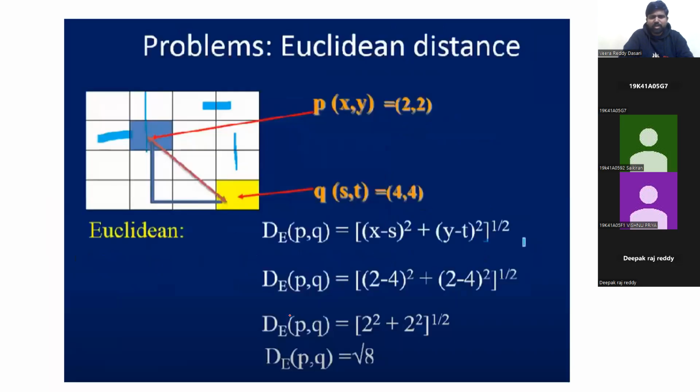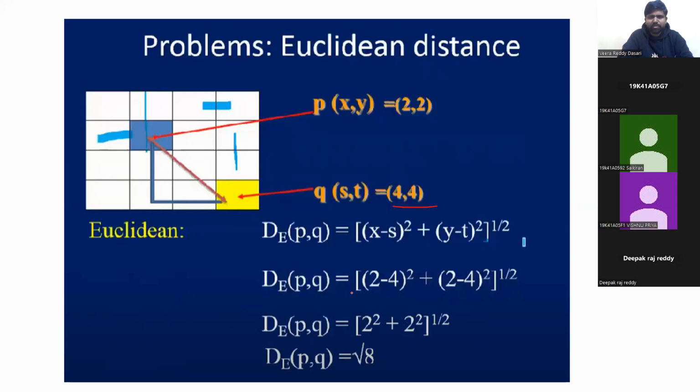Okay. See how we can elaborate. We are applying this formula just like a maths formula. The formula is given and we are taking coordinates x comma y as 2 comma 2, and s comma t as 4 comma 4. Just replacing x with 2 and s with 4 in the formula, you will get the answer. The answer is under root of 8. The Euclidean distance measure is under root of 8.